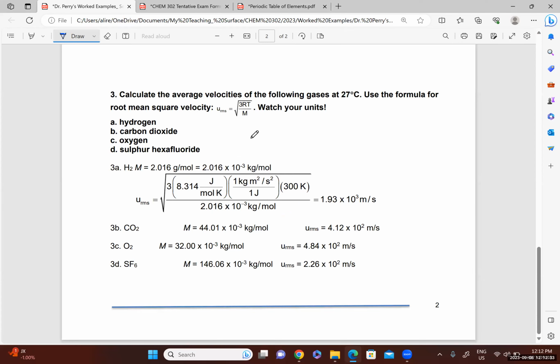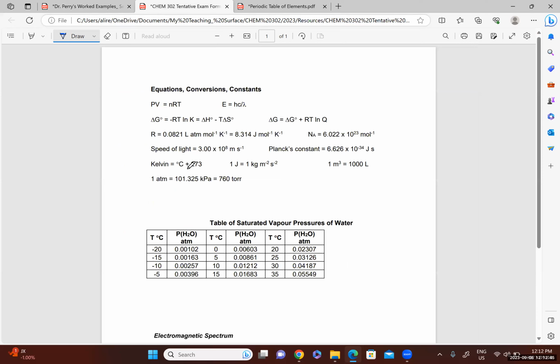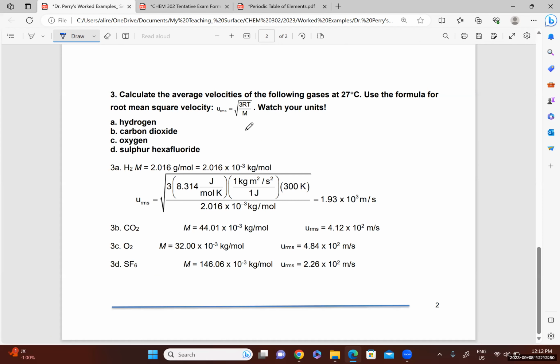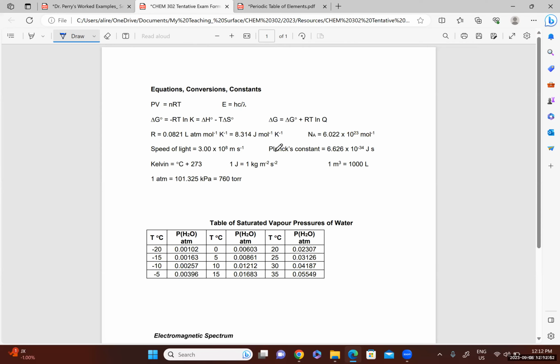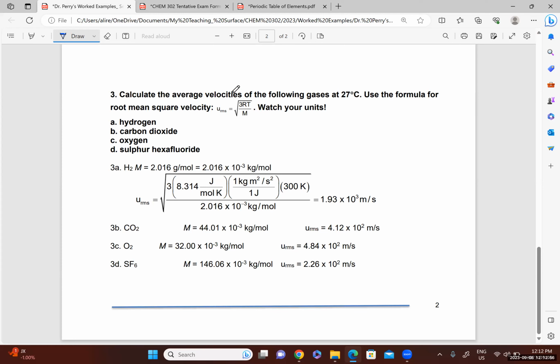But there is another important point here as well: in the exam, I may not give you this equation in the question. It may be given in the equation sheet. This is a tentative equation sheet. I will give that equation in the equation sheet. All you need to do is to recognize it. So make sure that you recognize this equation is for root mean square velocity.